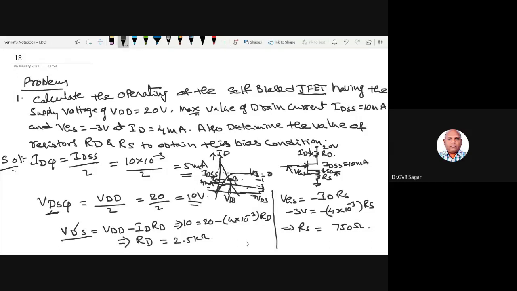If RS is there, then VGS is equal to minus ID into RS. This is the already derived equation, fixed bias with source resistance RS. VGS is equal to minus ID into RS. Calculate this one. Using our equation, I am just finding the RS. Clear? Any doubts?